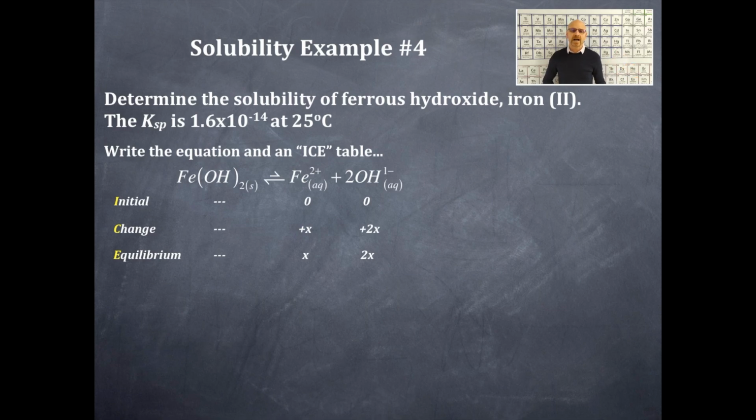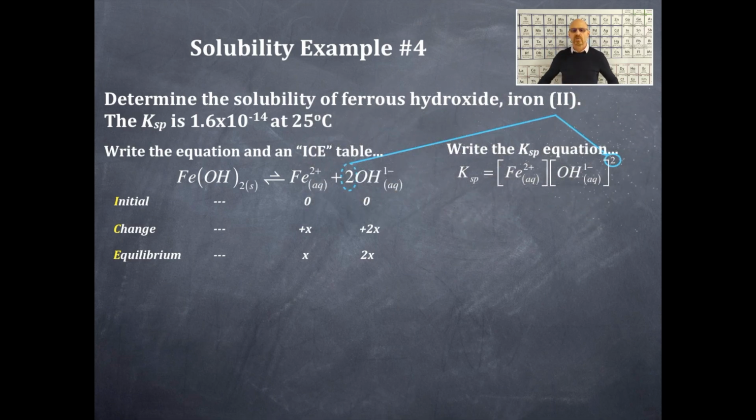Now we're going to write the Ksp expression. That is products over reactants with the stoichiometric coefficients as exponents. Solids are not included. So Ksp is equal to the concentration of Fe2+ aqueous, in brackets, to the exponent of 1, times the concentration of OH- aqueous, squared. Where is that squared term coming from? That's coming from the balanced equation, just so that you understand.